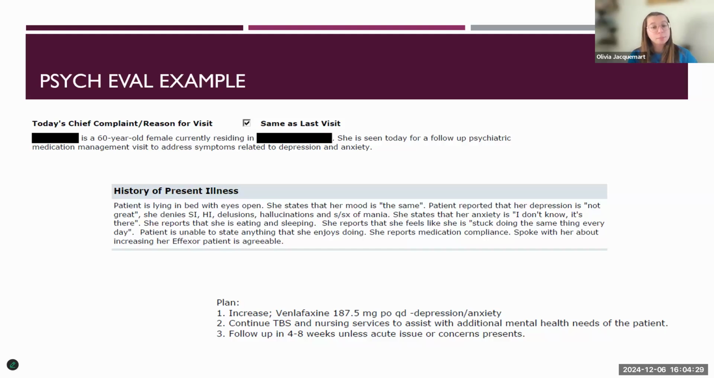She reports medication compliance. Spoke with her about increasing her Effexor. Patient is agreeable. And then there is the plan that follows this history. So the plan is 1, increase her medication, 2, continue TBS and nursing services, and then 3, follow up in 4 to 8 weeks.